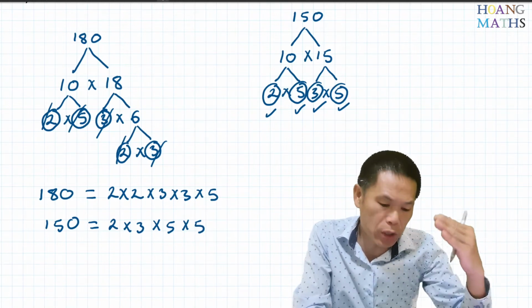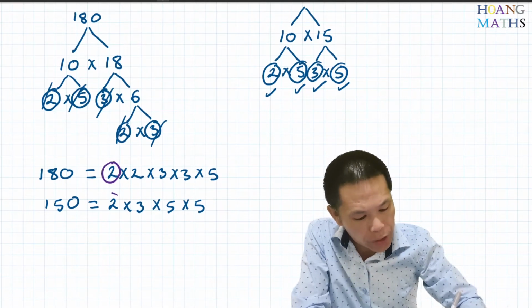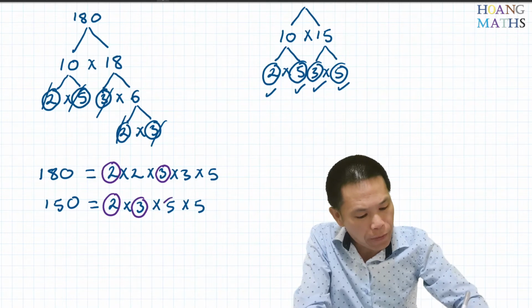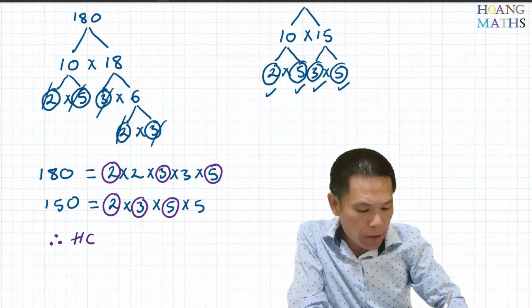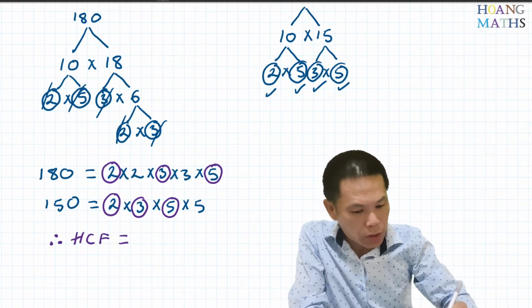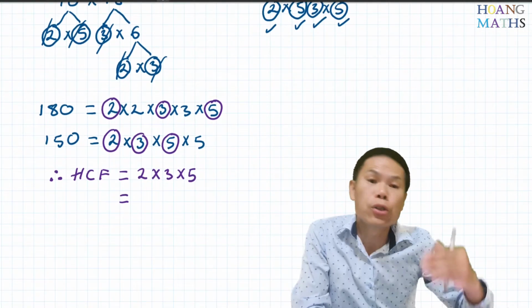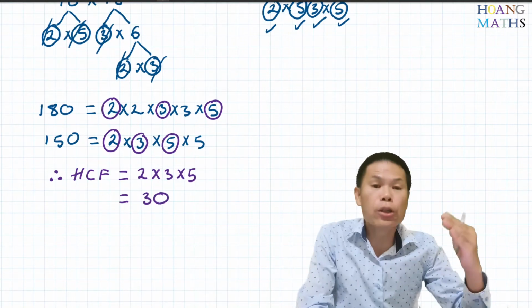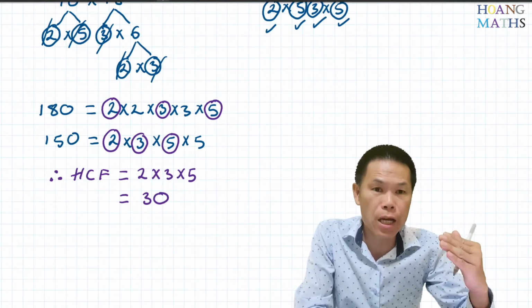Now what we do is circle the common numbers, right? We have a 2 here and this 2, then we have a 3 and 3, and we have 5 and 5. So therefore, the highest common factor is equal to 2 times 3 times 5. 2 times 3 is 6, 6 times 5 is 30. So the highest common factor of 180 and 150 is 30.